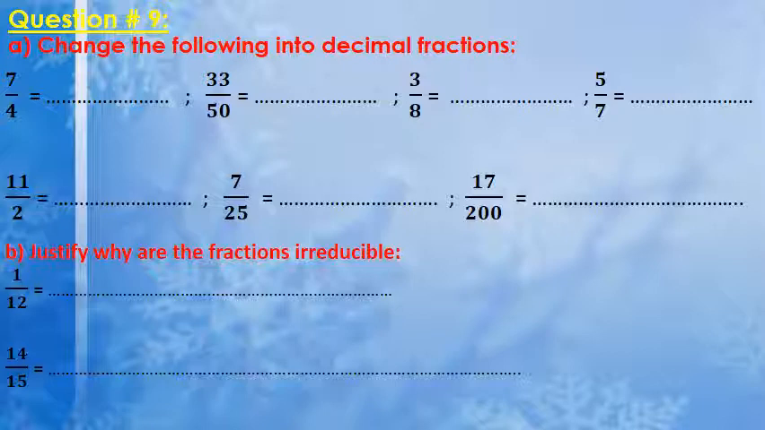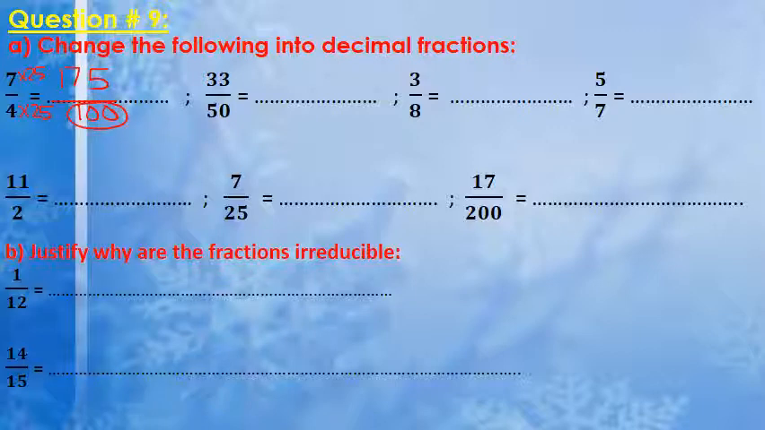7 over 4, we know that 4 can be changed into 100. How can we change 4 into 100? We multiply it by 25. In a fraction, whatever we do for the denominator, we also do for the numerator. So, because we multiply 4 by 25, we should multiply 7 by 25. Now 7 times 5 is 35, 5, 3 in hand. 7 times 2 is 14 and 3 is 17. 175 over 100 is a decimal fraction because the denominator is 100.